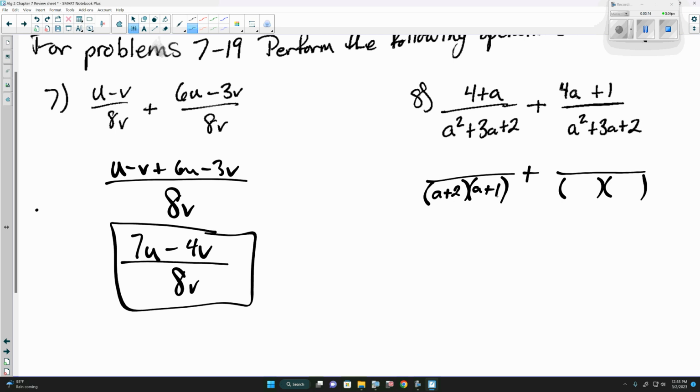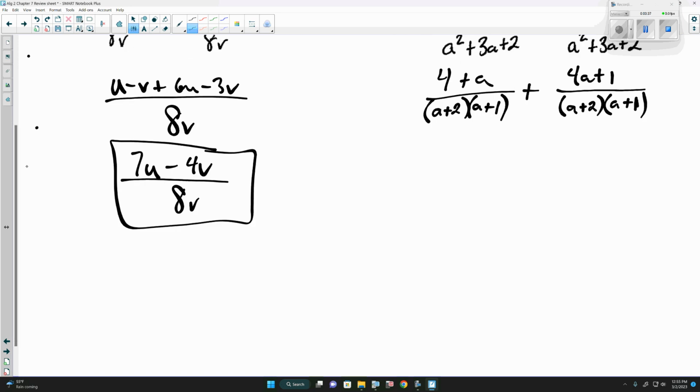Factors of a squared are a and a. Only factors of 2 are 2 and 1. So we get this here. And well, since they are the same, they're going to be the same on the other side too. 4 plus a and 4a plus 1. Since the denominators are the same, we can add the numerators. So we have 4 plus a plus 4a plus 1 over a plus 2 times a plus 1.